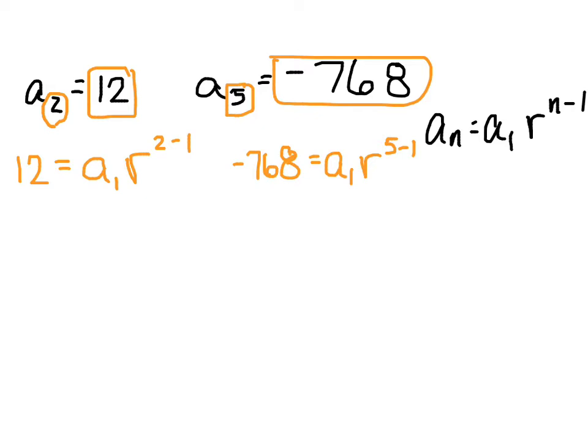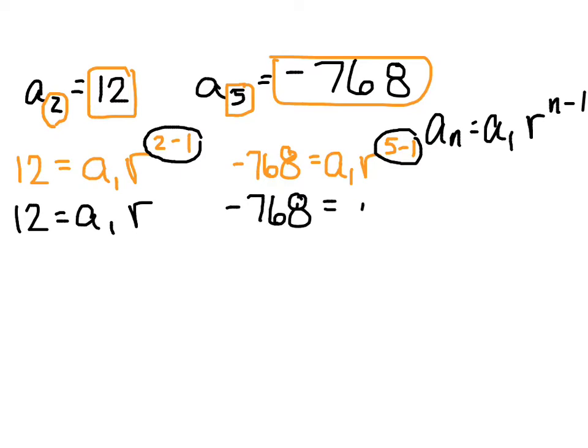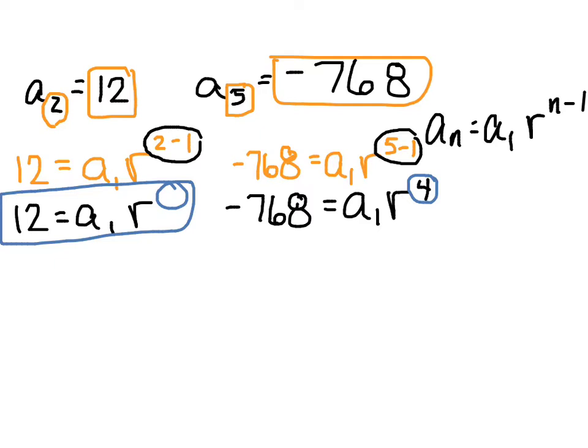into the generic formula. Now, what I'm going to do next is clean up these exponents just a little bit. So I have 12 equals a1 r, and negative 768 equals a1 r^4. Okay. Now, the next step is important because what you want to do is solve your equation for a1. And there's a reason for that, and I'll explain as we go. But the one thing that you need to do is solve the equation that has the smaller r. So I'll circle it in blue so that you see it. You have an r to the 1st here, and you have an r to the 4th. So it's this equation that you want to use in order to solve for a1.